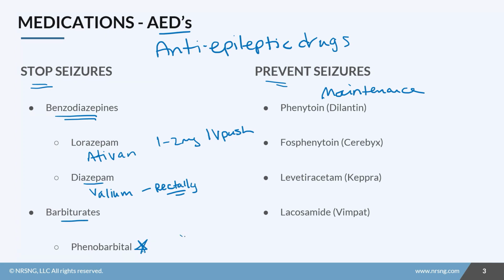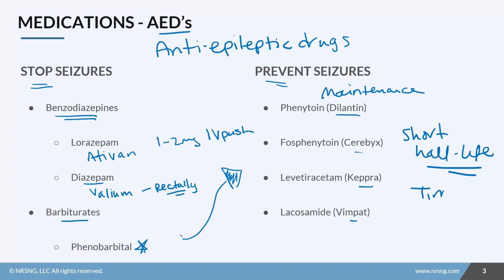Now, once we've stabilized the patient, we've stopped the seizures, we're going to be putting them on these maintenance medications. The most common of which that you'll see are going to be Dilantin and Keppra. Now, the other two that you might see are fosphenytoin and lacosamide, which is Cerebyx or Vimpat. The choice of which one of these we give to the patient is really just dependent on the provider that you have. But the most important thing that you need to understand is that they're going to be taking these medications for the rest of their lives. They have a very short half-life, which means you need to make sure that you're giving them at the right time.